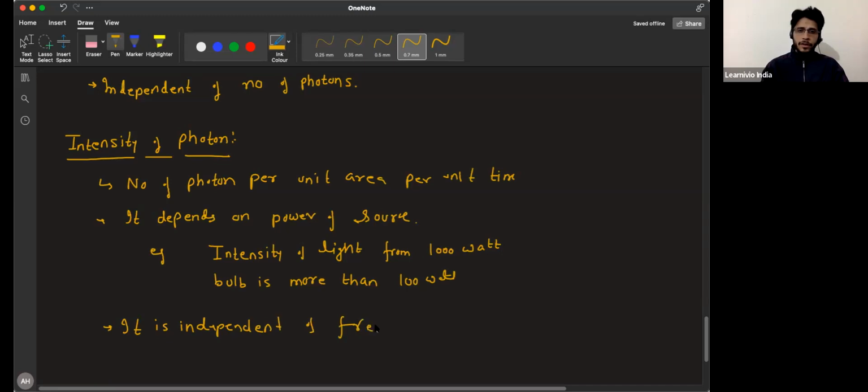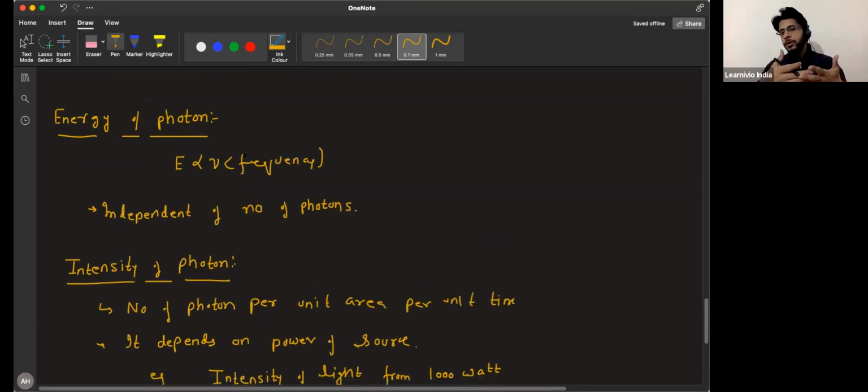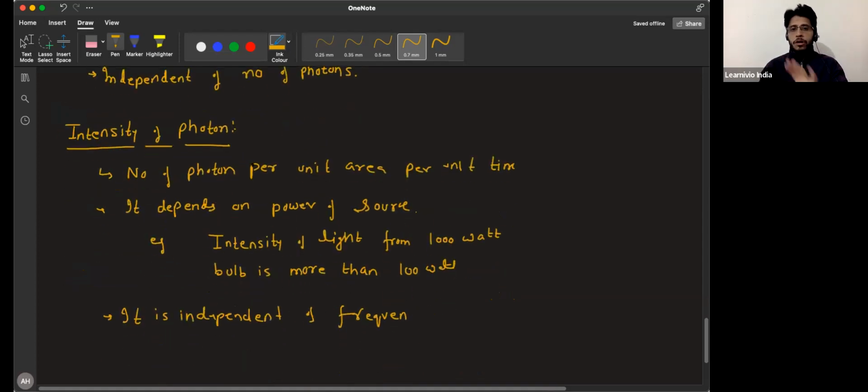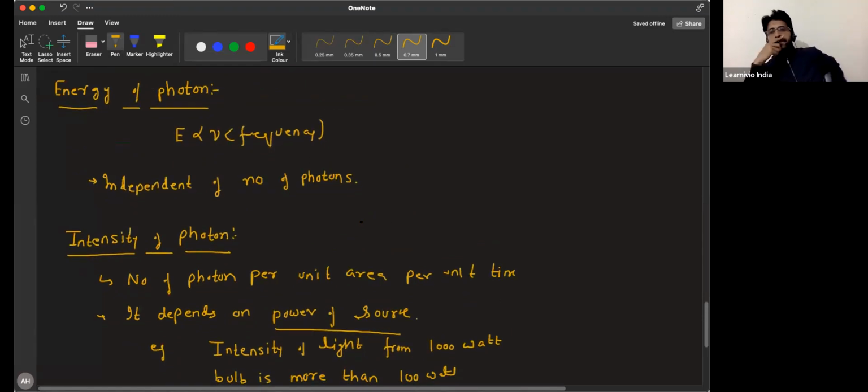See, in photoelectric effect, now you have graphs. Majority of questions that you get on photoelectric effect are graphical questions. To solve those graphical questions, you should have a very clear-cut idea of what this intensity means and what frequency means. What happened when we change frequency and what happened when we change intensity. So it is independent of frequency. It depends only over the power of the source. Note it down. We'll do some questions on it.